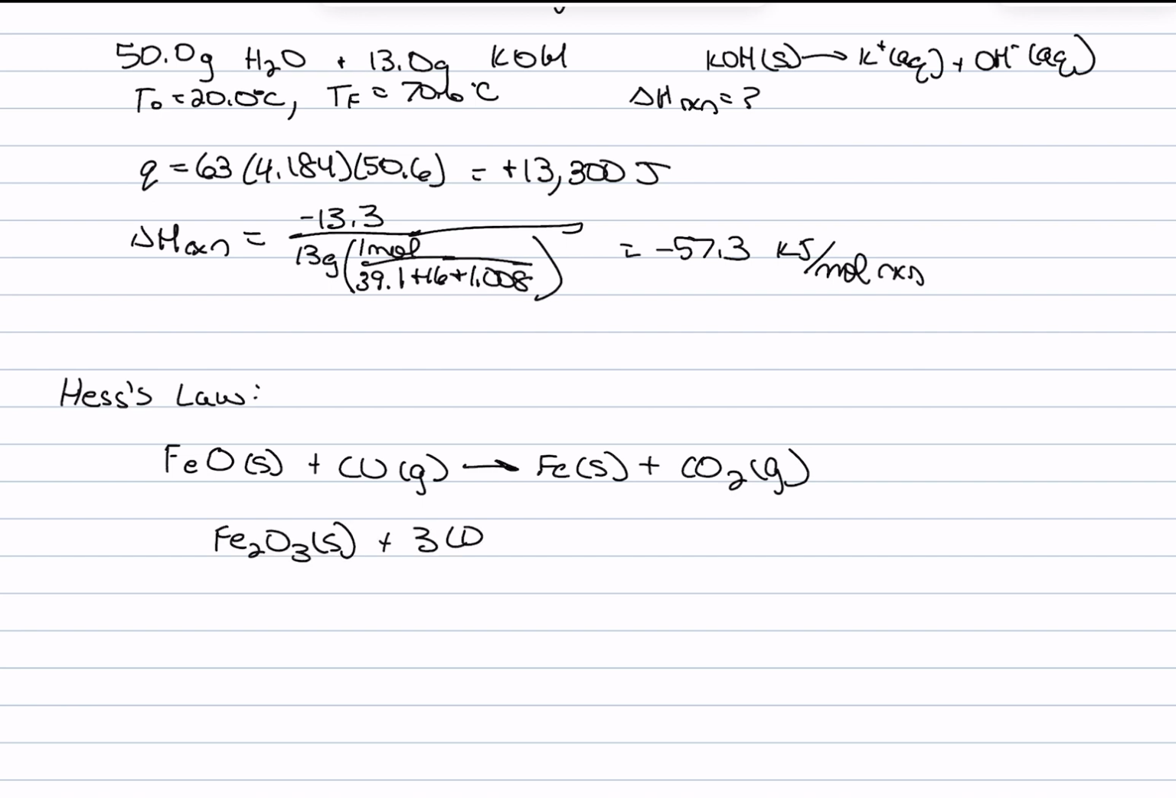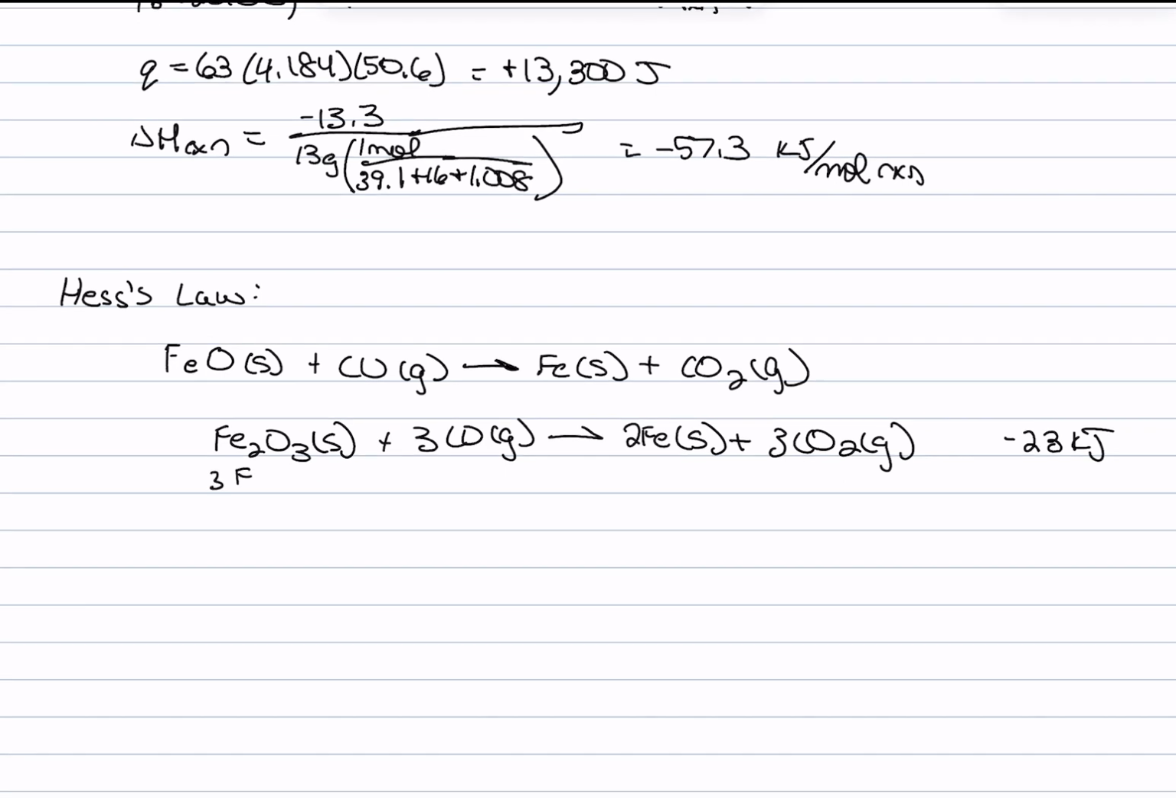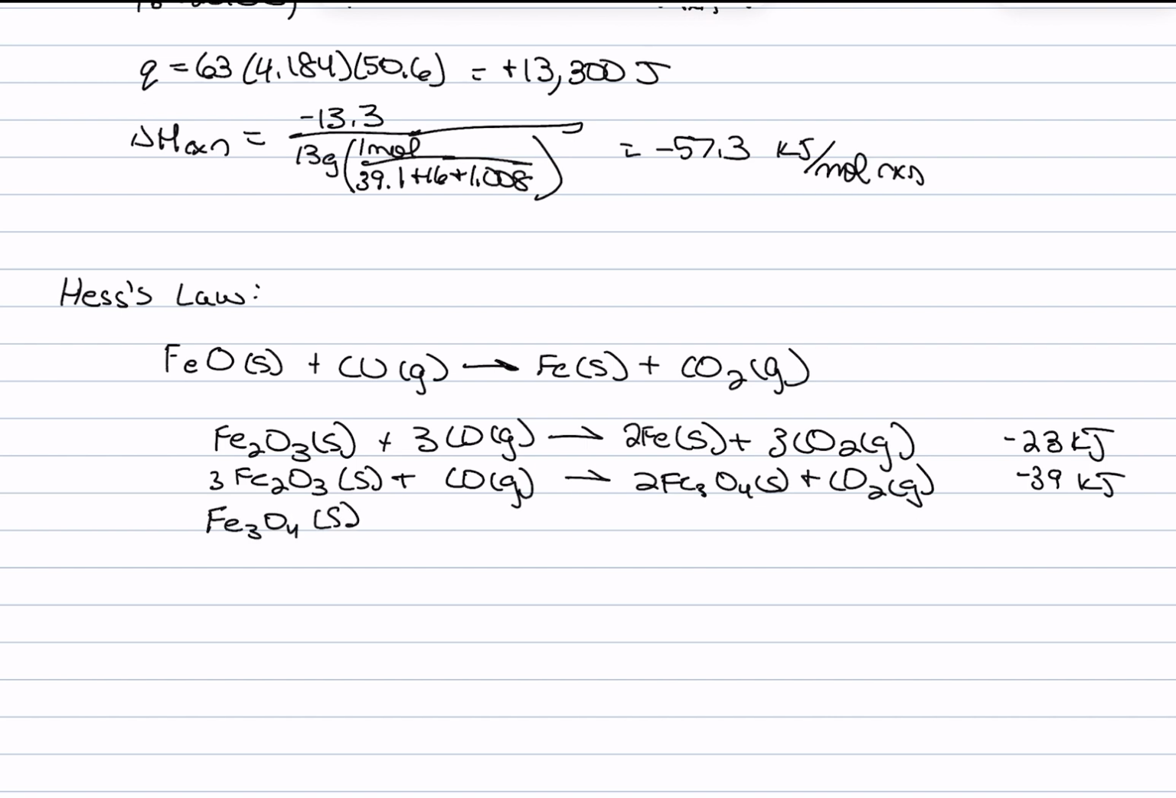So first we have Fe2O3 solid plus 3 CO gaseous goes to 2 Fe plus 3 CO2 gaseous, and that has a delta H of negative 23 kilojoules. Then we have 3 Fe2O3 solid plus CO gaseous goes to 2 Fe3O4 solid plus CO2 gaseous with a delta H of negative 39 kilojoules. And lastly, we have Fe3O4 solid plus CO gaseous goes to 3 FeO solid plus CO2 gaseous that has a delta H of positive 18 kilojoules.